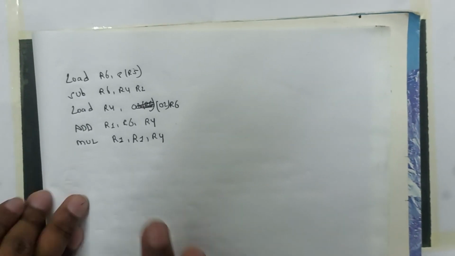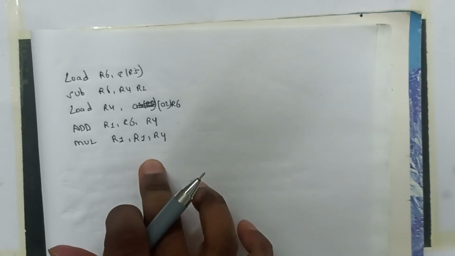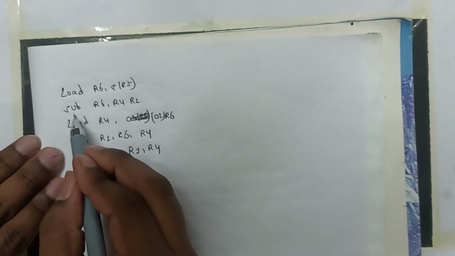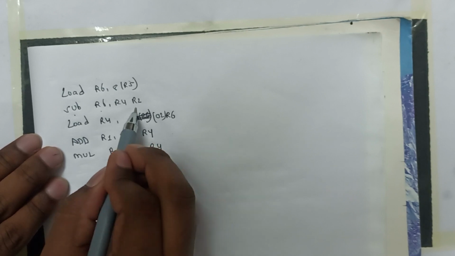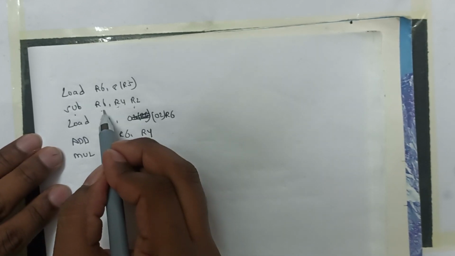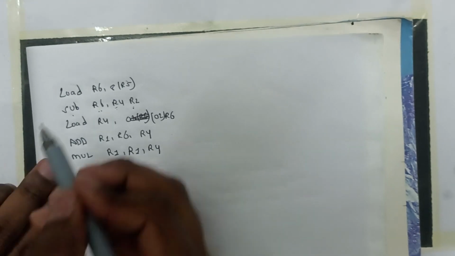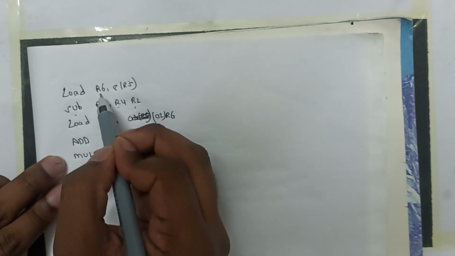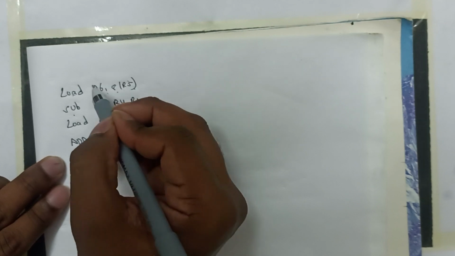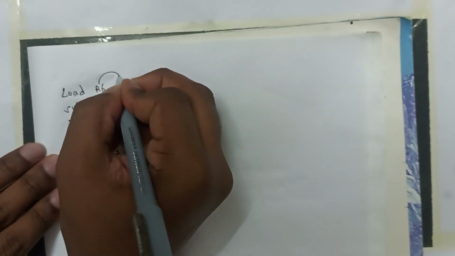Let's solve this question using stalling and operand forwarding. I told you in the previous video, in the arithmetic operations, if SUB R6, R4, R2 is given, it means do R4 minus R2 and store in R6. But in load and store, it's exactly opposite. Load R6, R5 doesn't mean store the value of R5 into R6. It simply means store the value of R6 into R5.